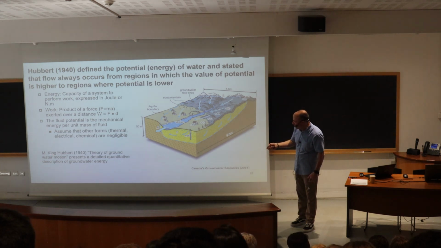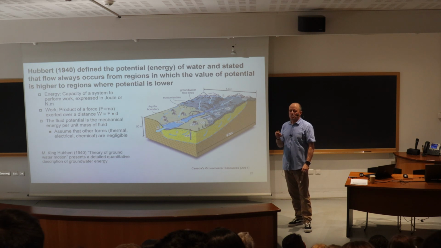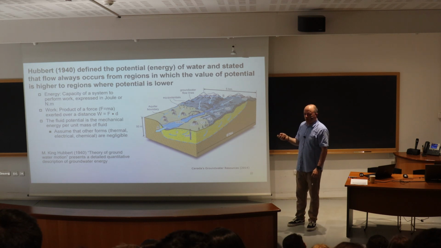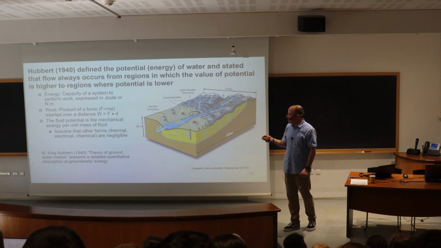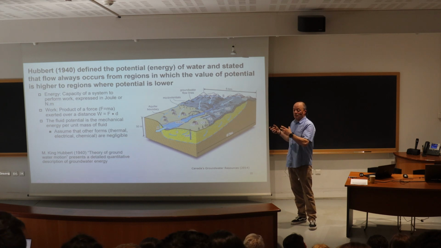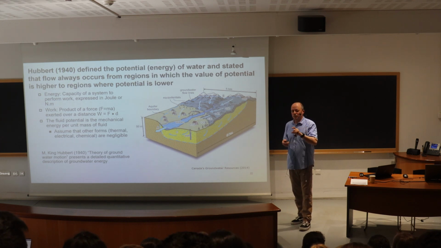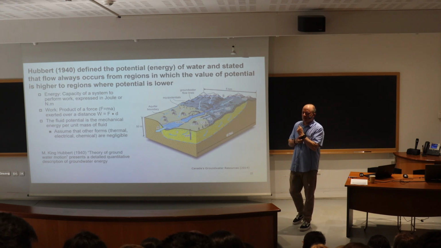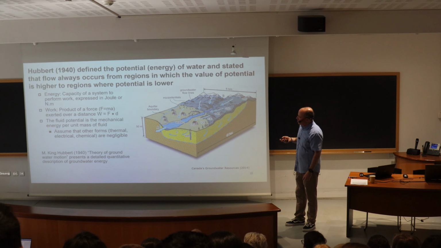M. King Hubbard in 1940, in the EOS Transactions of the American Geophysical Union, wrote Theory of Groundwater Motion, where he presents a detailed quantitative definition of groundwater energy, and he presents a rigorous definition of hydraulic head. It's actually very comprehensive. It's not a paper, it's almost like a mini book. If you're interested in the history of groundwater, I suggest that you take a look at that article by Hubbard.